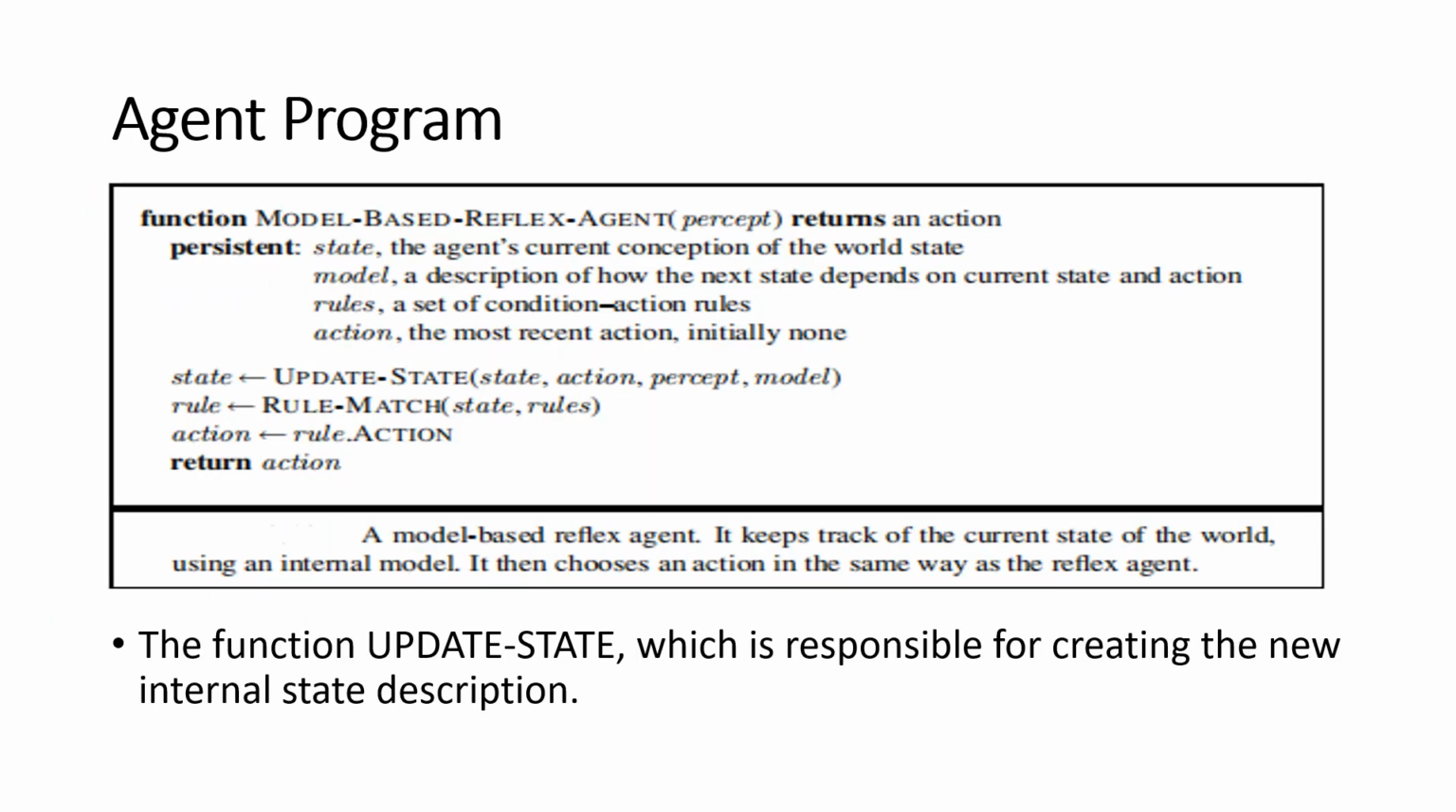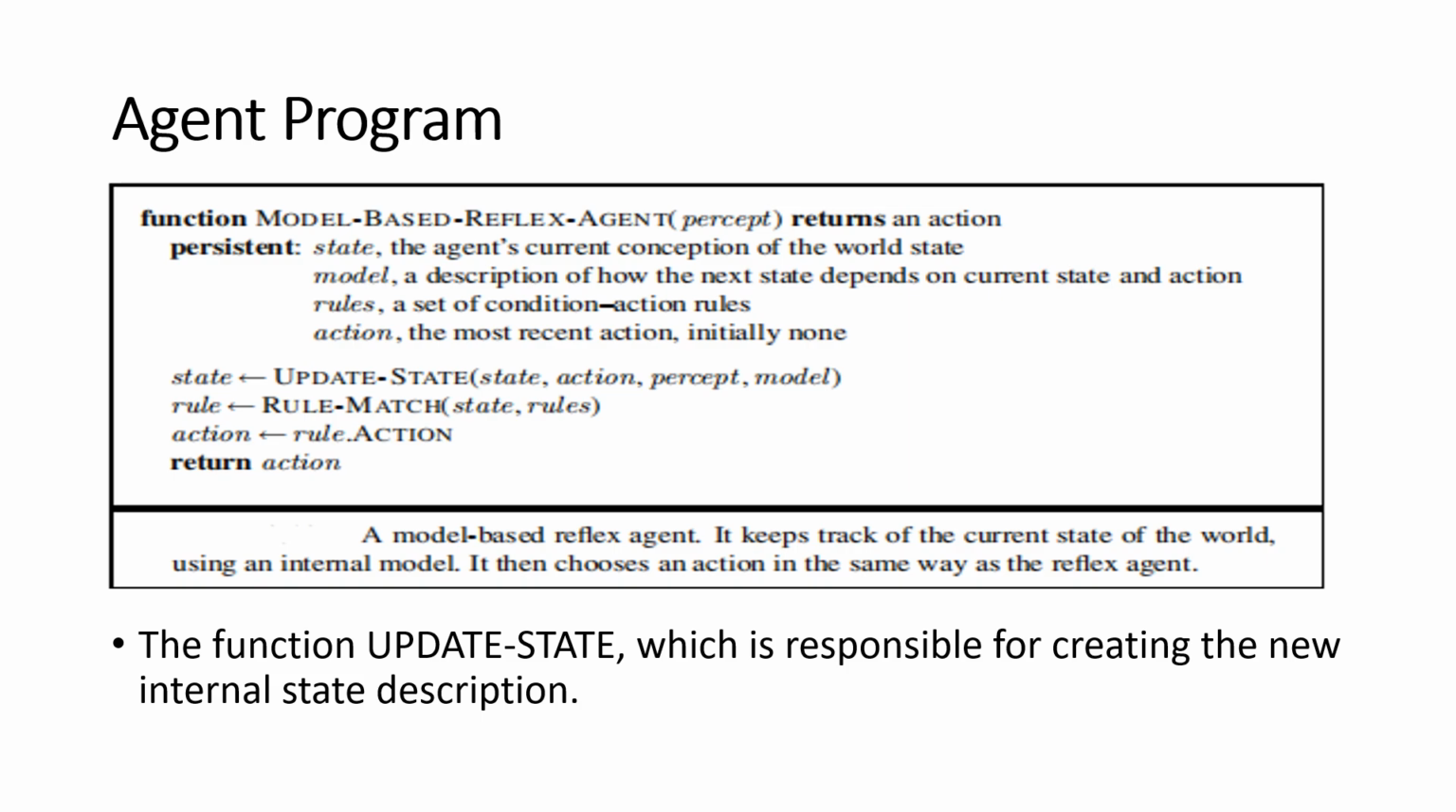Next, we can see the agent program for model-based agents. The agent program receives a percept, that means the input from the environment, and updates its internal state. Then it checks the matching rules based on the updated state and chooses and returns an action. Here we will see the line-by-line explanation of the code. The first is a function. This function takes the current percept and returns an action. Then the persistent variables are state, model, rules, and action.